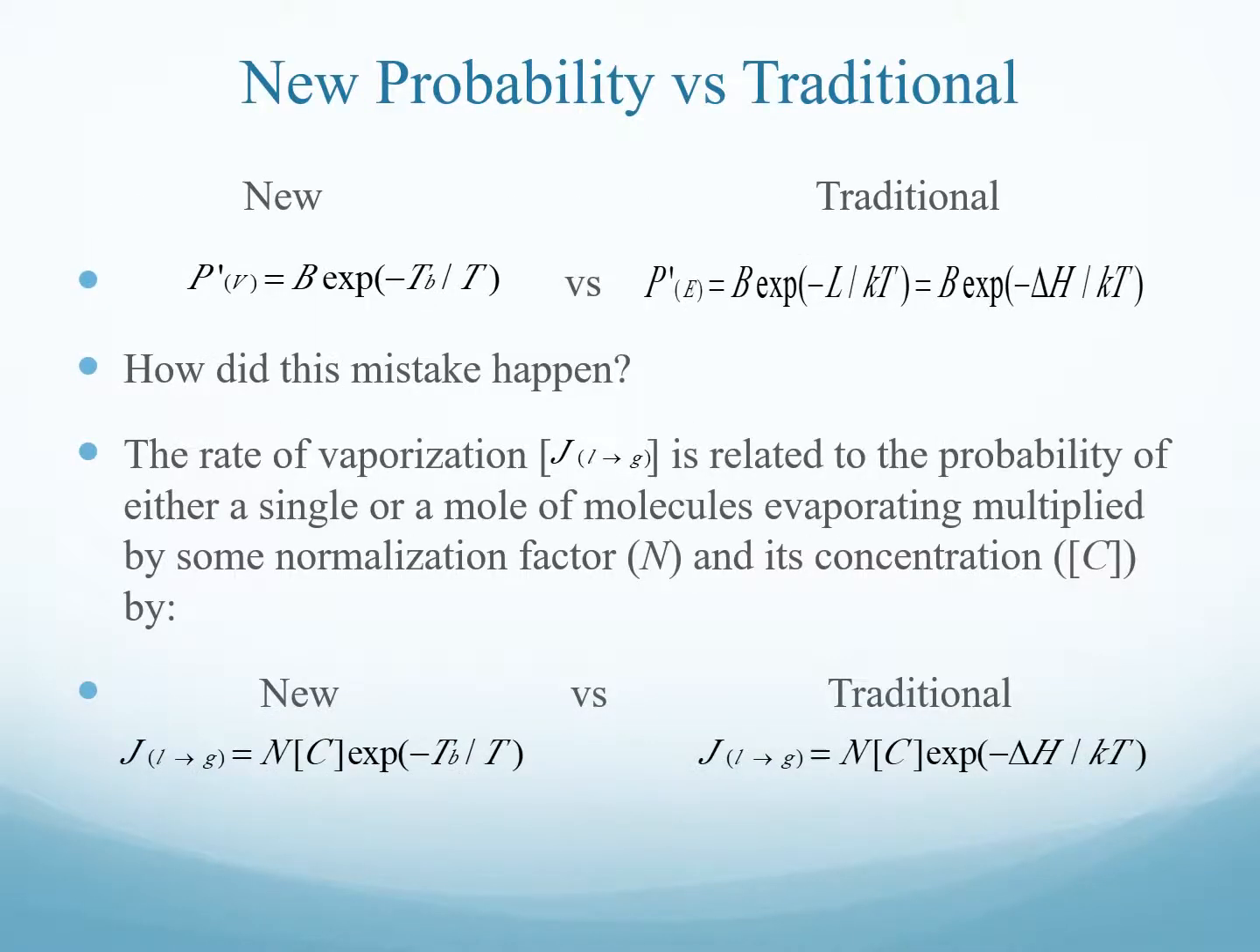Examine the new versus traditional probabilities. I write the new one on the left here and the traditionally accepted one on the right. And it's written both in terms of latent heat and in terms of enthalpy.